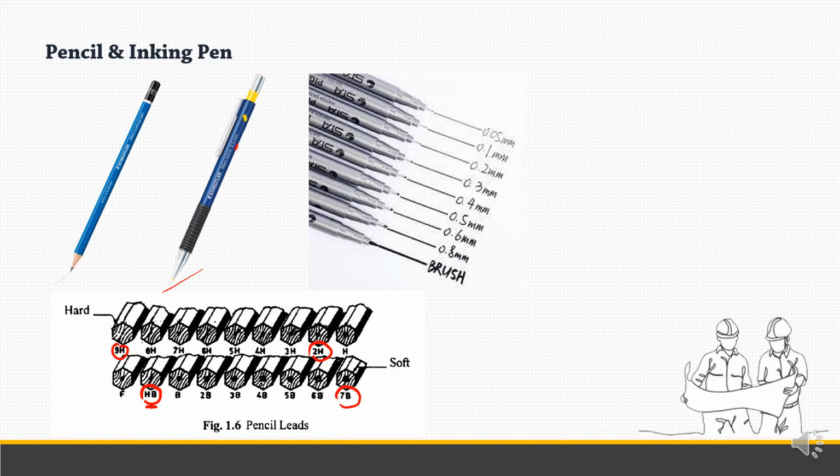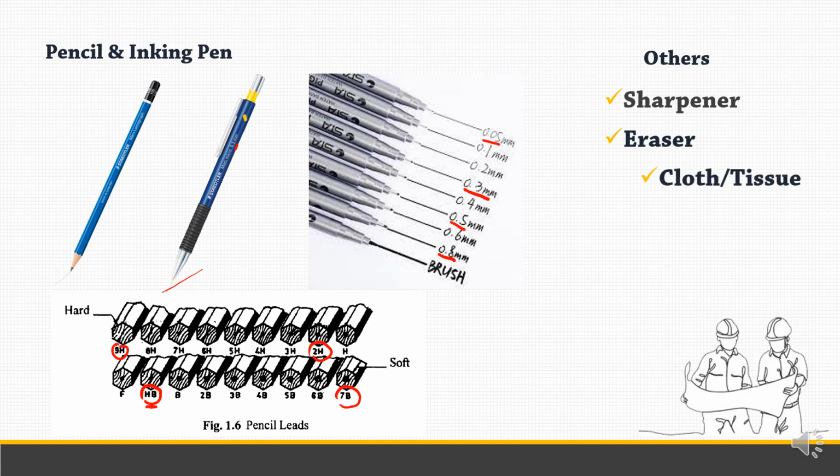And then the inking pen. The inking pen is also available in different thicknesses, the thinnest being 0.05 up to 0.8. For us, we will probably use around 0.3 mm and 0.5 or 0.7. Other instruments are of course a sharpener, an eraser, and a cloth or tissue to keep our surface clean. In a drawing, cleanliness is very critical, so your drawing or plan should be clean.